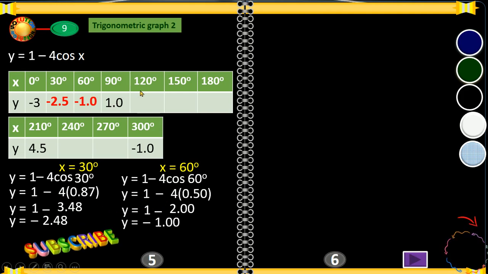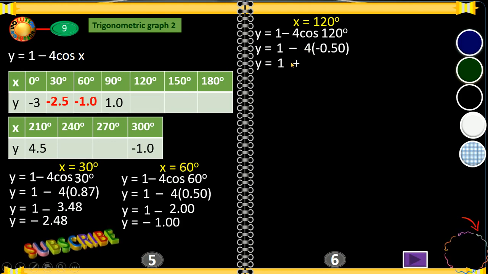Then we are going to do the same thing for when x is equal to 120 degrees. We replace this with 120. Then we simplify, because cos 120 is minus 0.5. Then y will be equal to 1, then minus times minus will give us plus, then plus 2. So y is equal to 3.